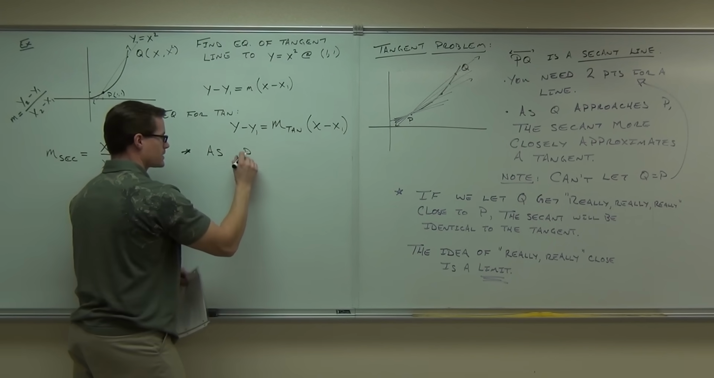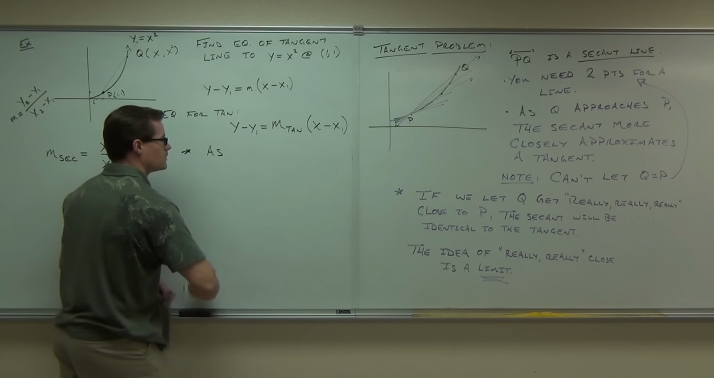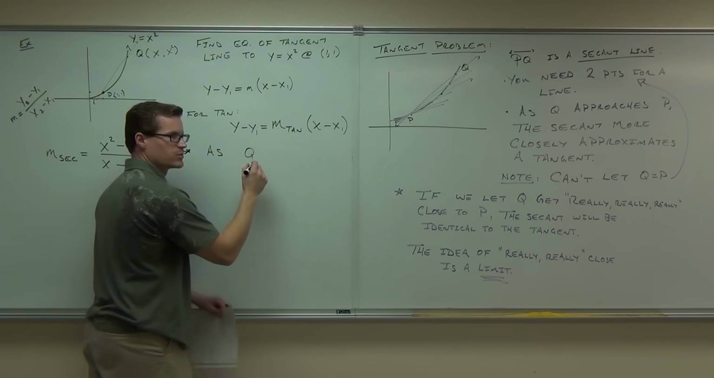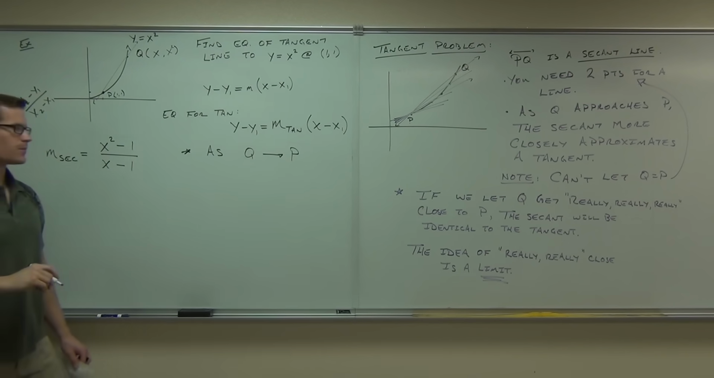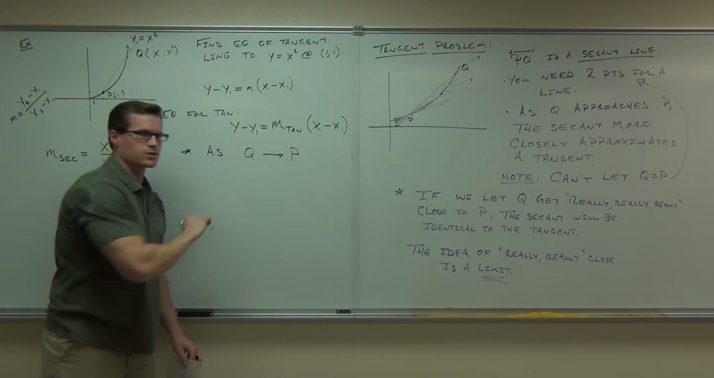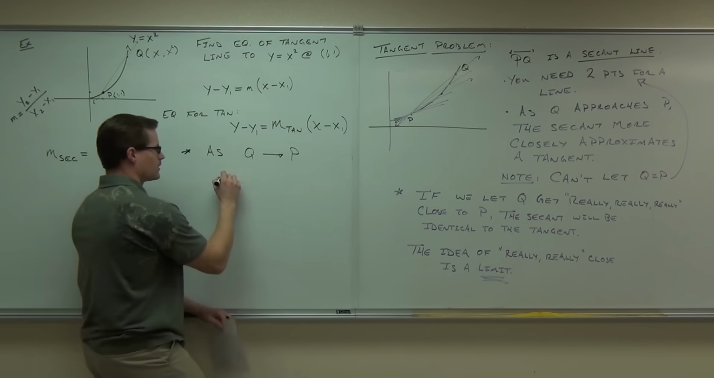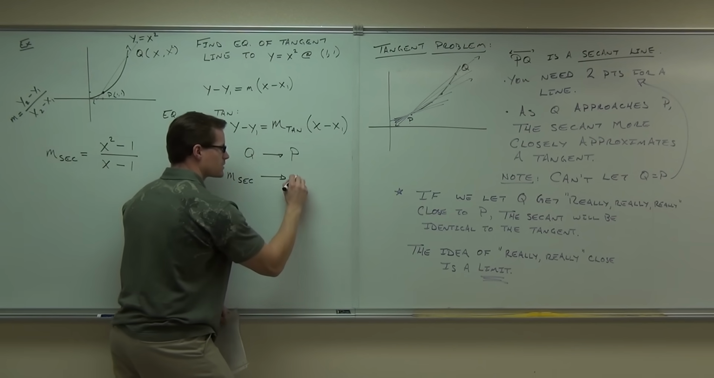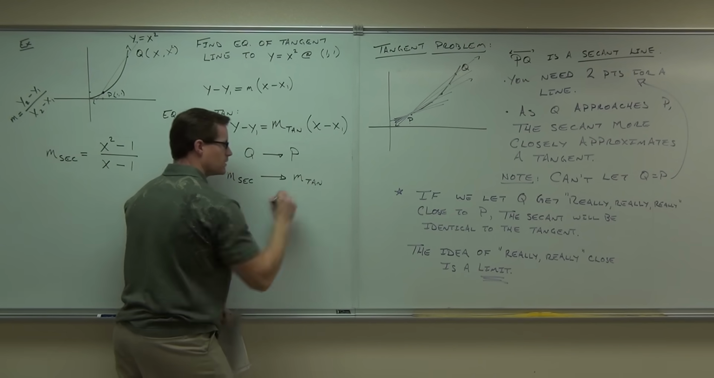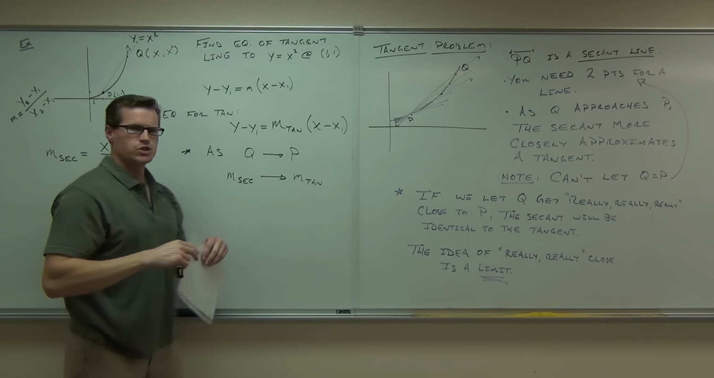As Q approaches P, I'm going to use a new symbol here. That means as Q gets really close to P without touching, the slope of the secant line approaches the slope of the tangent line. Would you agree with that statement?